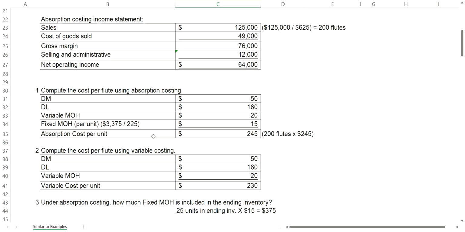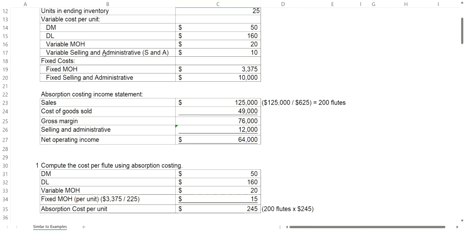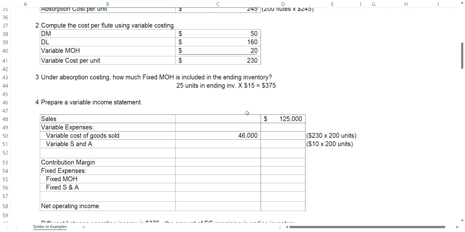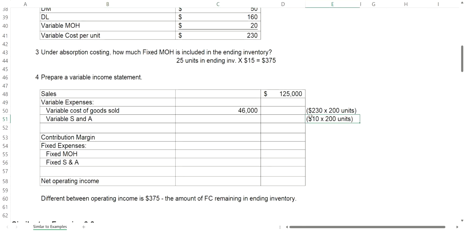For the variable S&A, it does break it down in our information that the variable S&A is $10. That would be $10 per unit sold. Again, we sold 200 units. So $10 times 200 units is $2,000. Okay. I can total it over here to the side. My total variable expenses are $48,000.